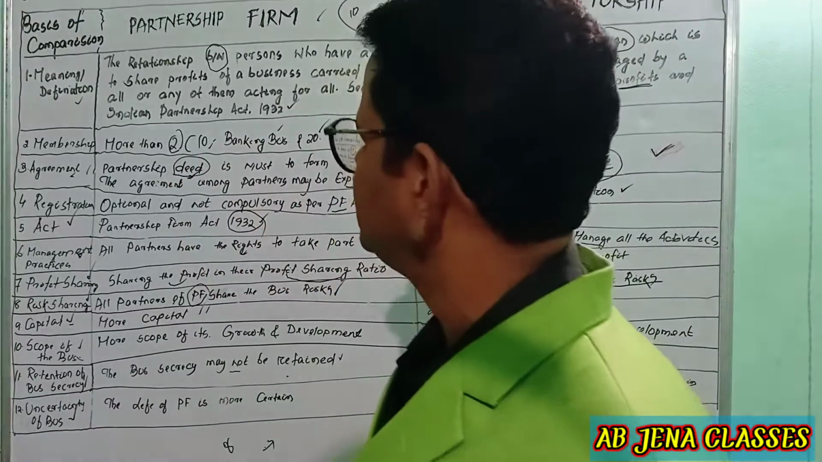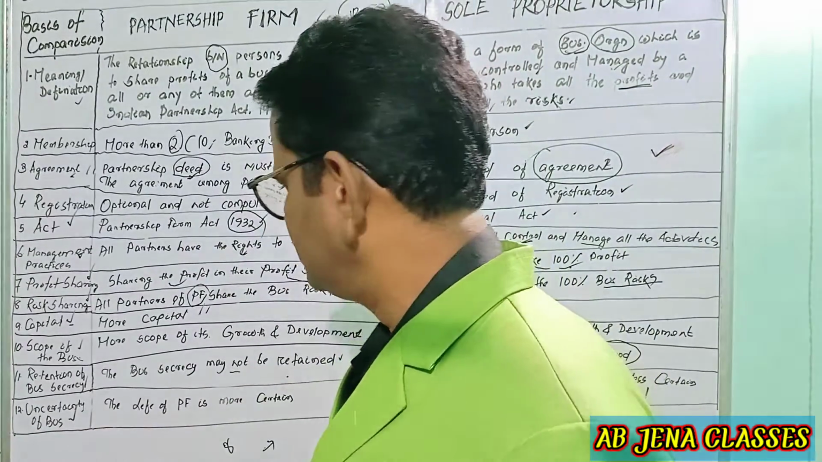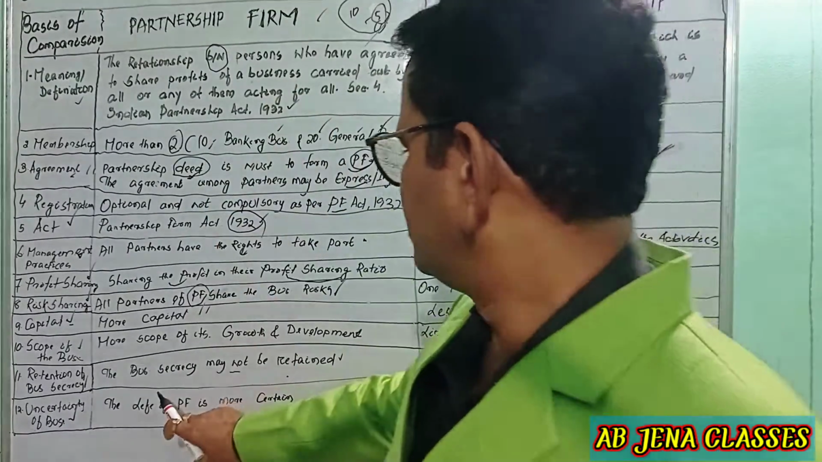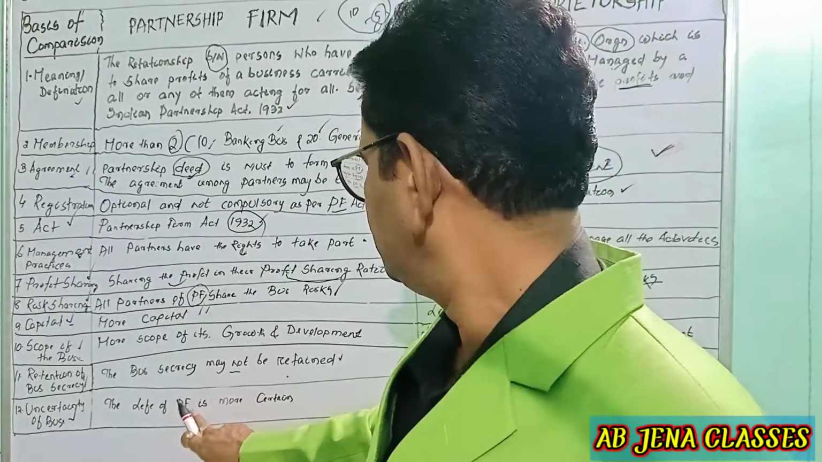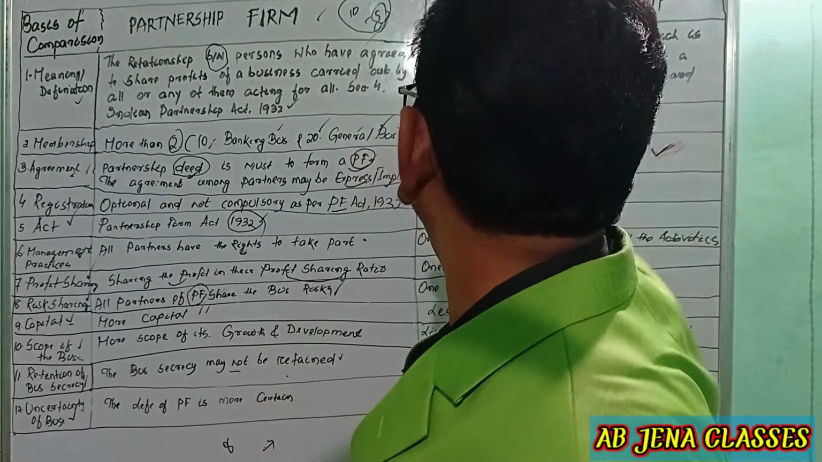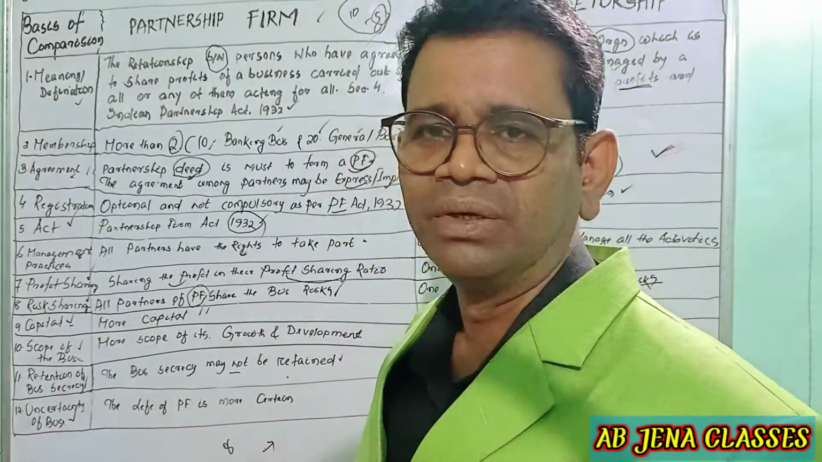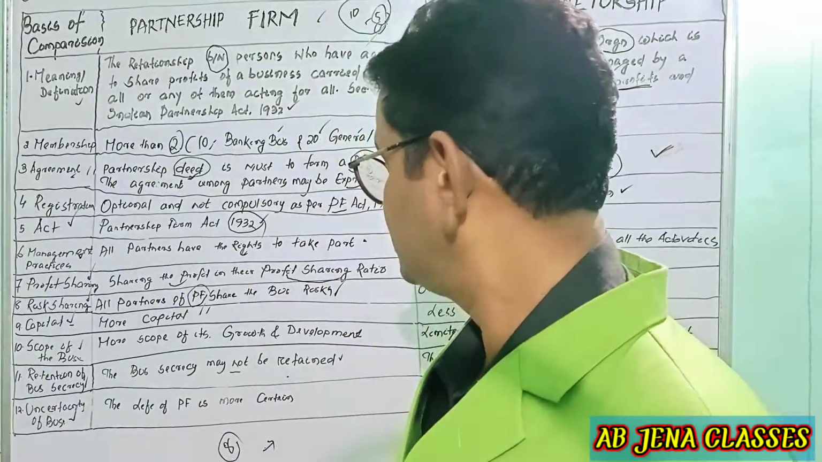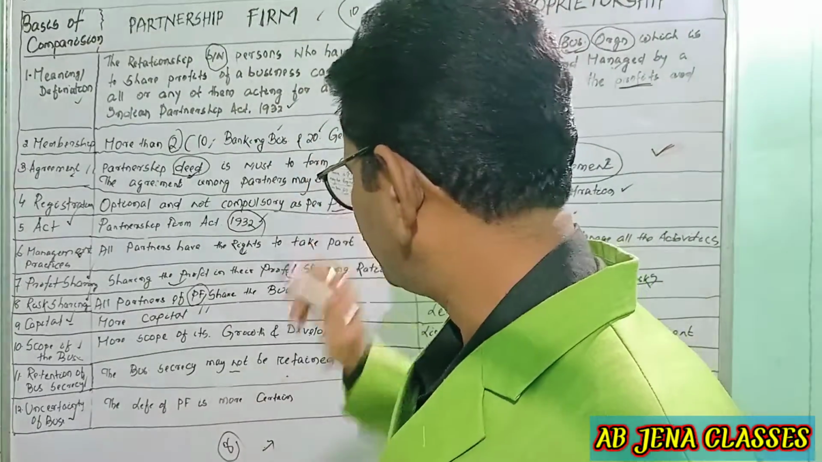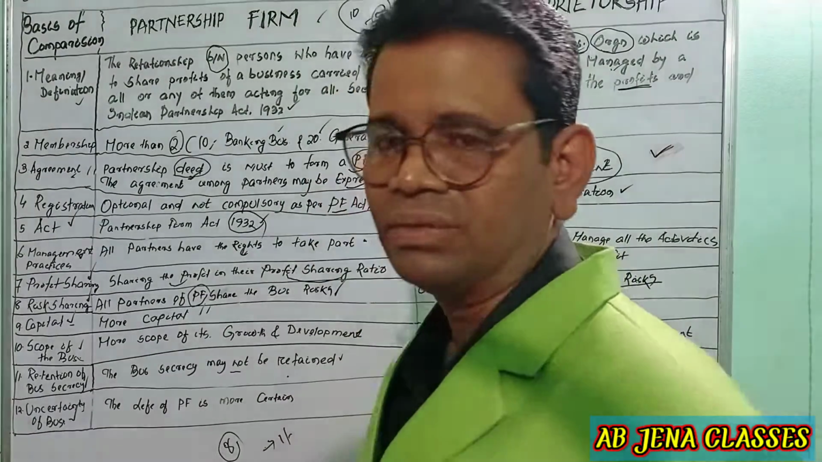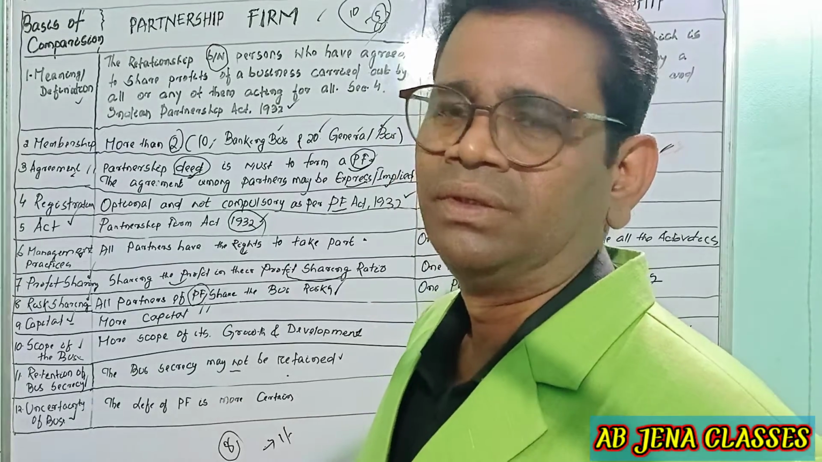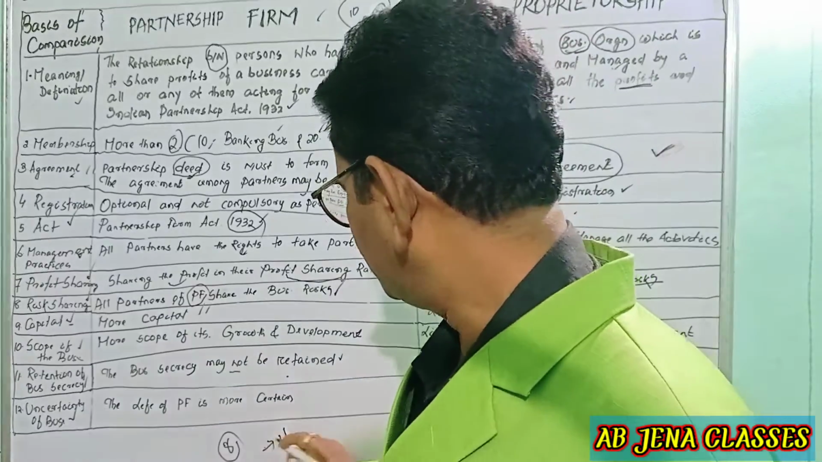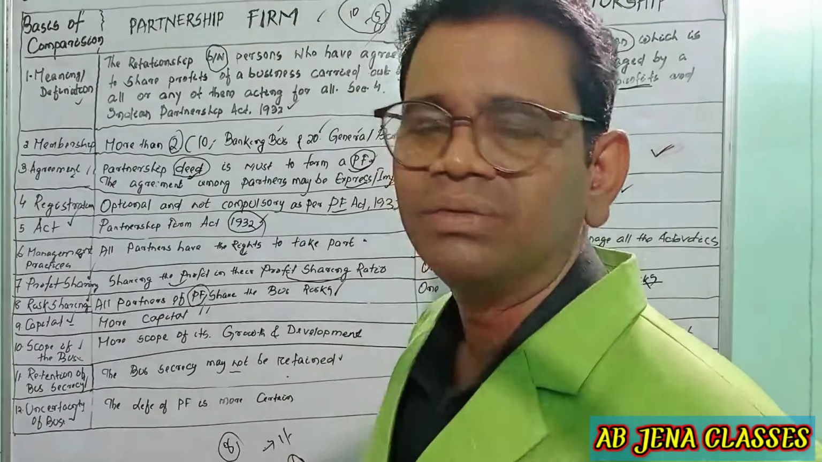Last but not the least, the basis of comparison is the uncertainty of the business. The life of the partnership firm is more certain as compared to the sole proprietorship. Let's take an example. There are 8 partners in a partnership firm. If one or two partners die or retire from the firm, the remaining 6 partners may continue the partnership firm.